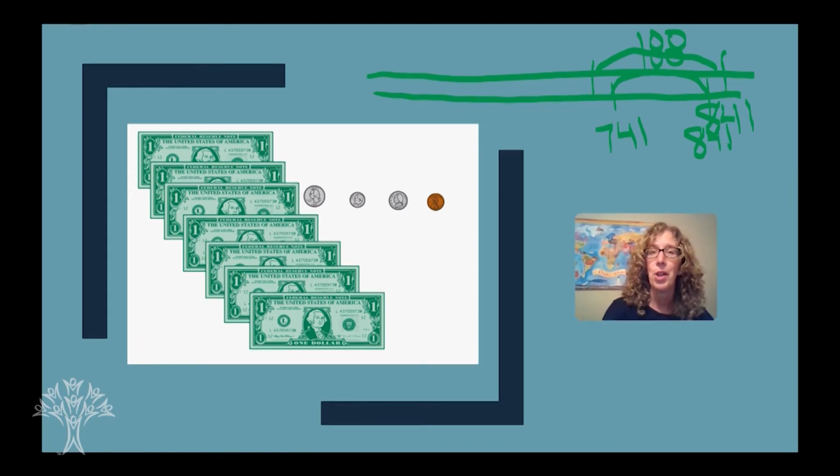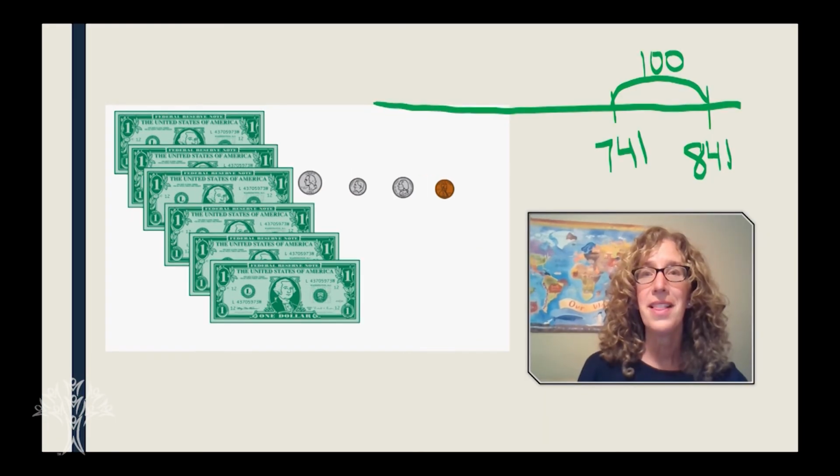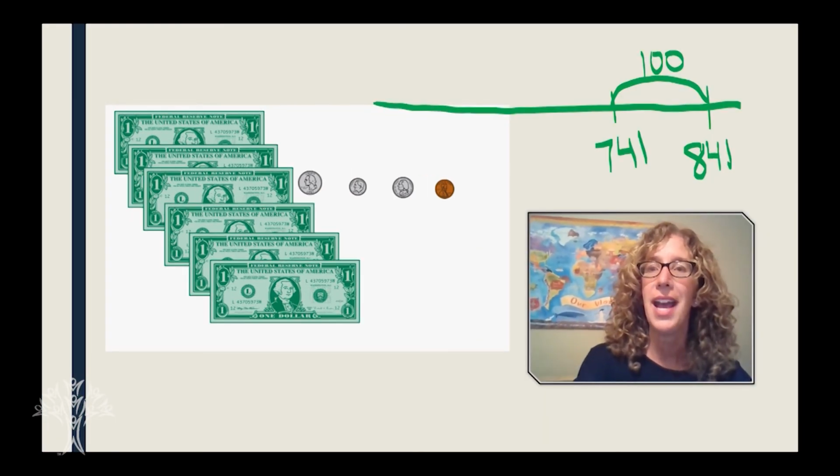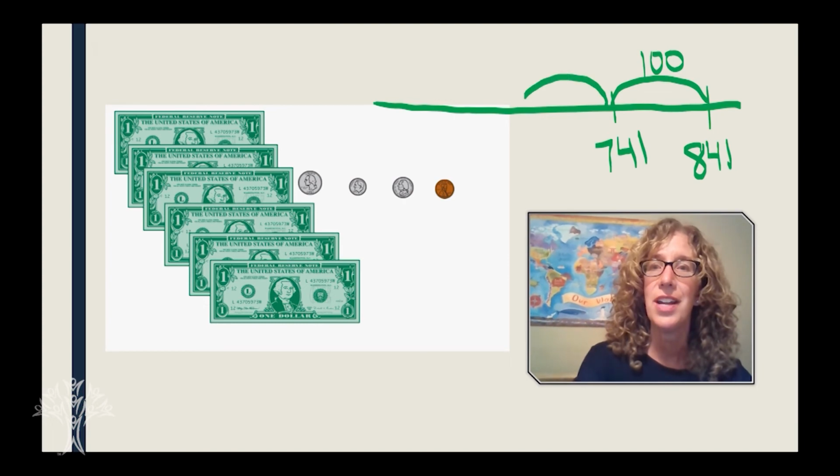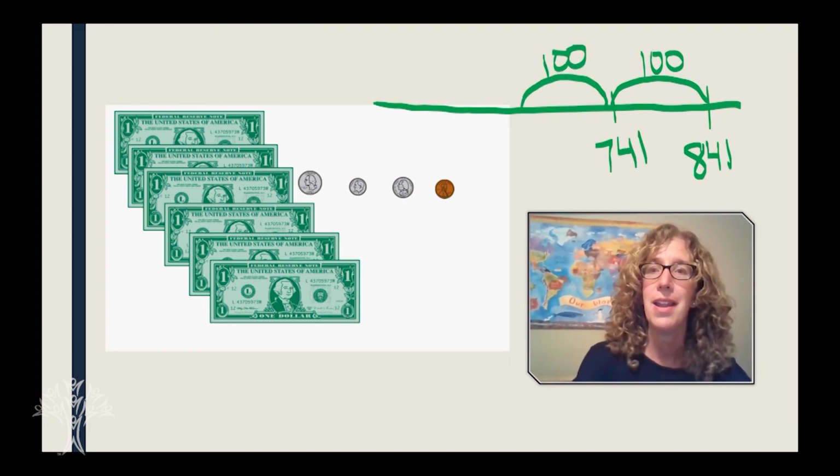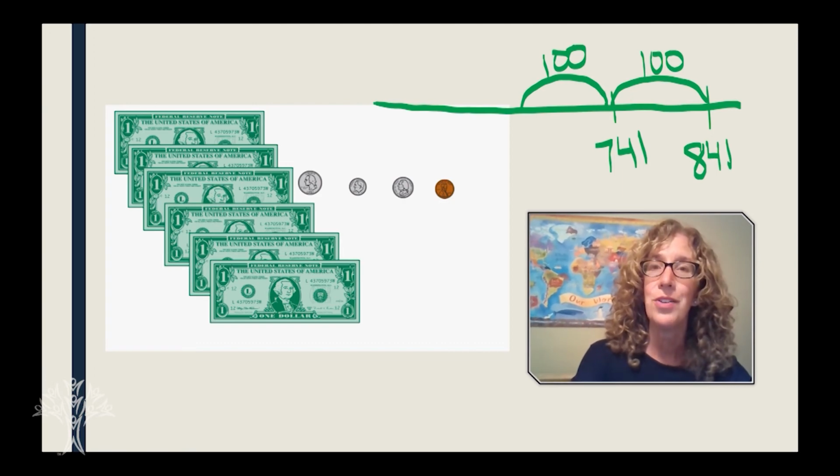You can make a number line just like this one. Go ahead and label where you would land. 741. Uh-oh, we lost another dollar bill. We're going to have to jump back another 100. Second graders, what is 741 minus 100?